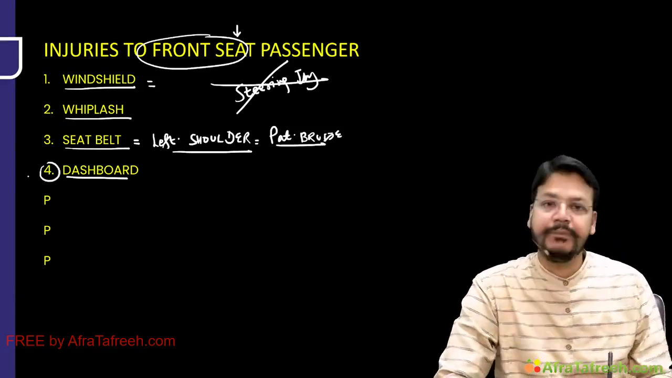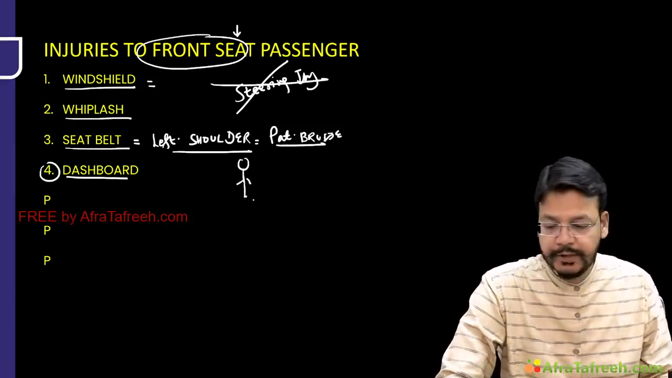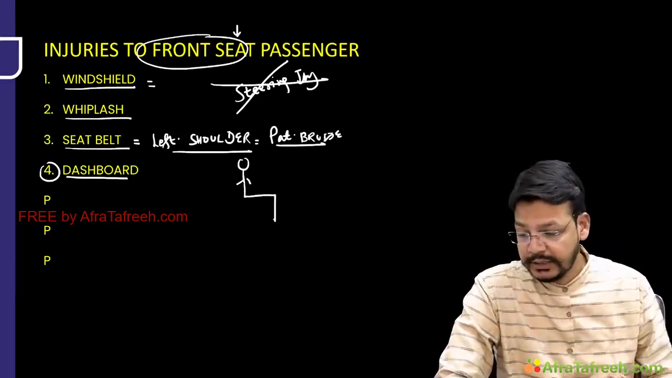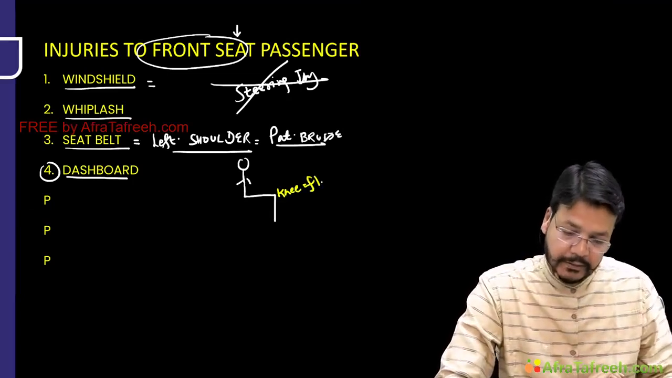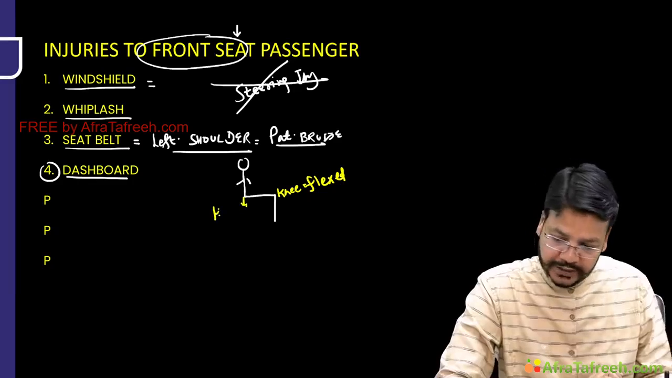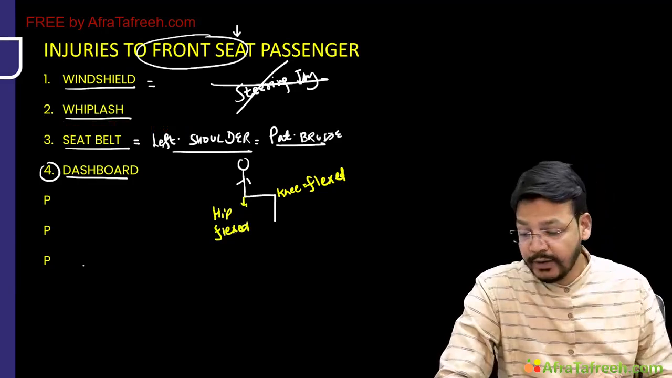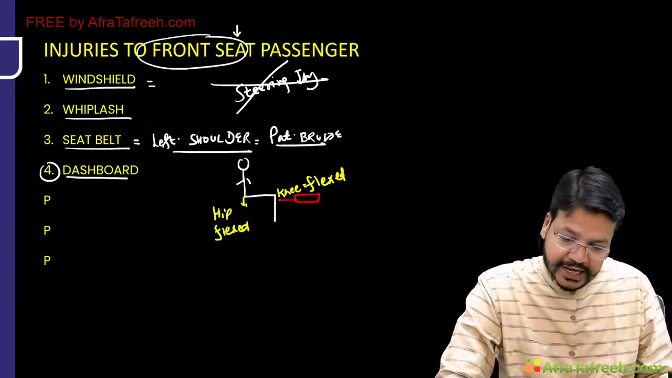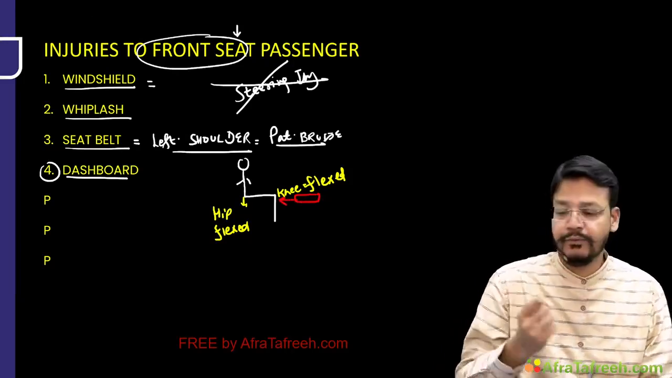Now, dashboard injury. What happens, sir? See, you are sitting. This is your hip. You are sitting in this position. So what is this position? Sir, knees are flexed, and your hip is also flexed. So where is the dashboard? In front of you, in front of the leg. This is the dashboard. So this dashboard hits the flexed knee.